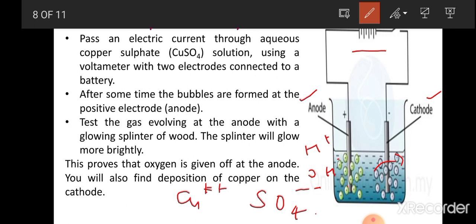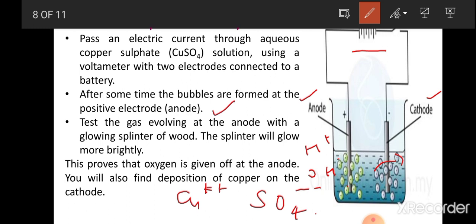after some time we notice some bubbles which are formed at the anode, means positive electrode, and when we test the gas which is evolved, means the bubbles, it contains gas. So when we test the gas which is released at the anode with the help of a glowing splinter of wood, then it will glow more brightly. Why? Because this gas which is evolved at the anode is oxygen.